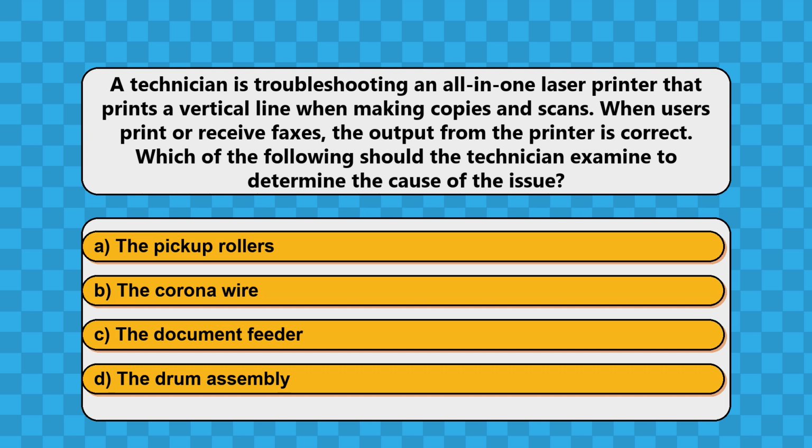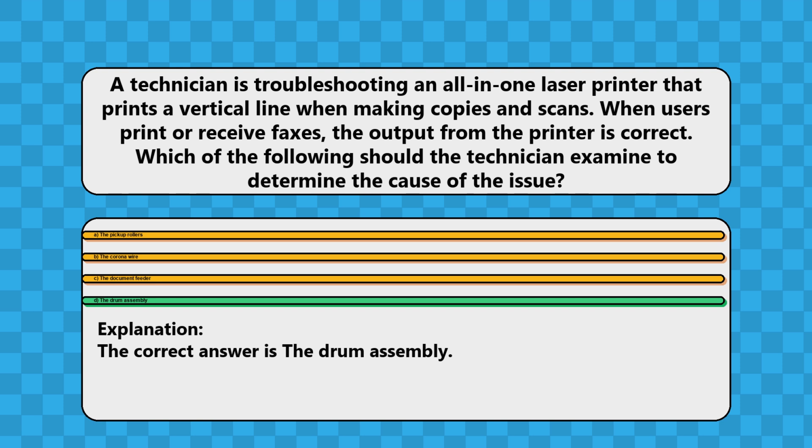Question 16. A technician is troubleshooting an all-in-one laser printer that prints a vertical line when making copies and scans. When users print or receive faxes, the output from the printer is correct. Which of the following should the technician examine to determine the cause of the issue? Option A, the pickup rollers. Option B, the corona wire. Option C, the document feeder. Option D, the drum assembly. The correct answer is option D, the drum assembly.